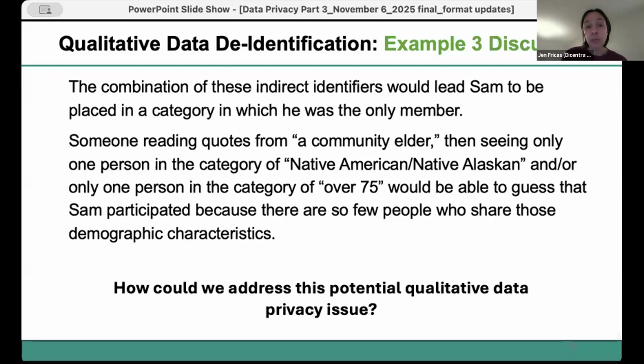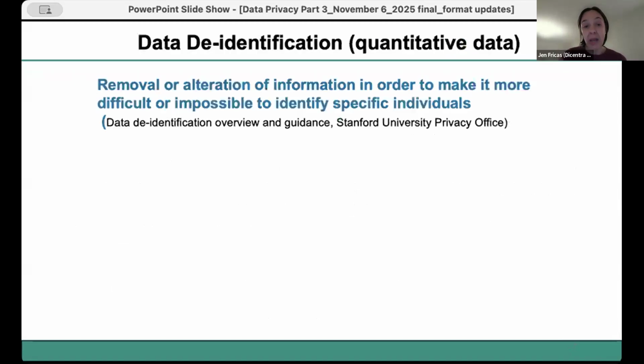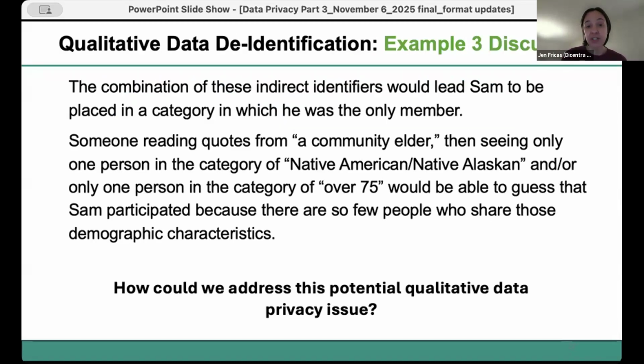And so someone reading the quotes, say from a community elder, and then seeing only one person in the category of Native American, Native Alaskan, or one person in the category of over 75, they'd be able to guess that Sam participated because there's so few people who share those demographic characteristics. So what to do? Well, Swime is going to discuss this more in a moment, but one way we can address privacy for a situation like Sam's is to avoid reporting very small numbers in certain indirect identification categories.